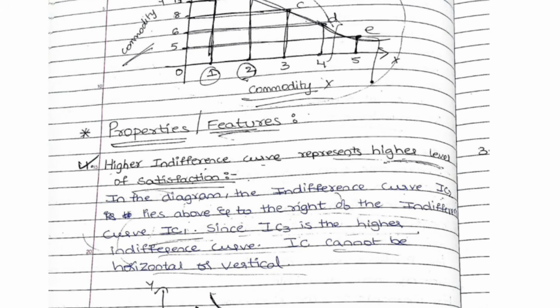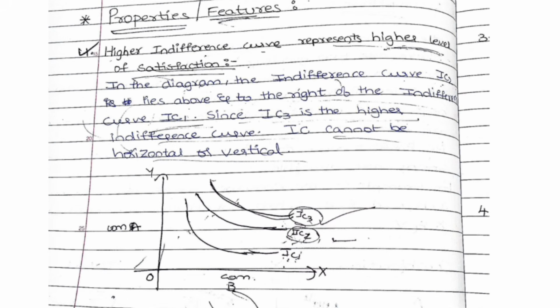It will always be like this. See, we have already plotted this on the diagram, no? So this is the indifference curve analysis we are having. And what are the properties? What are the properties we are having?